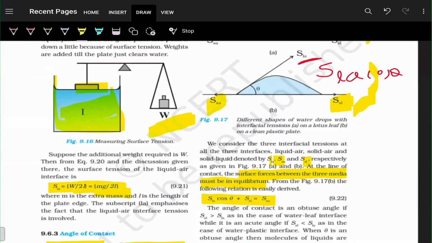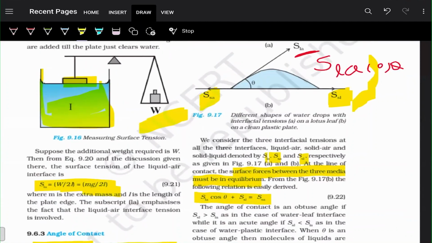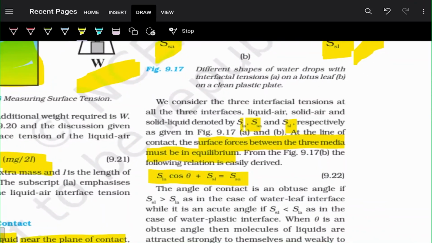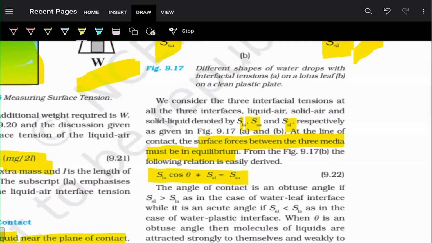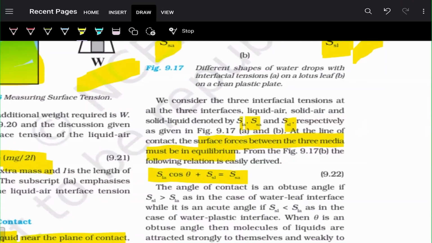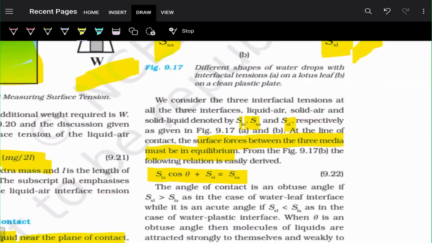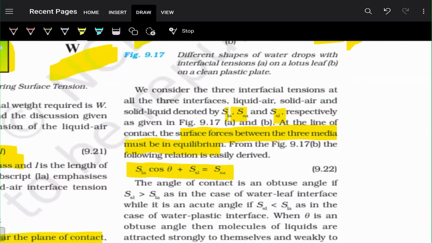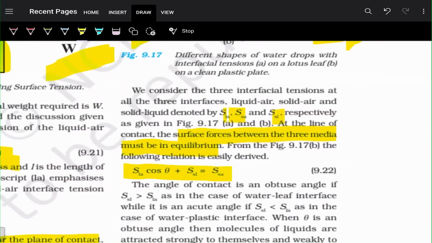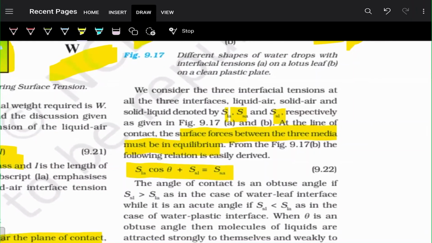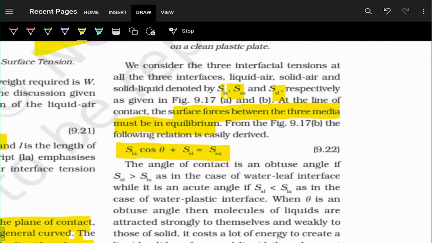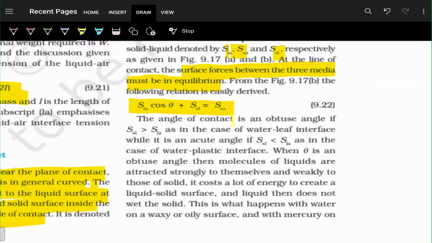Okay, we consider three interfacial tensions at all the three interfaces: liquid-air, solid-air, and solid-liquid, denoted by SLA, SSA, and SSL respectively. So at the line of contact, the surface forces between the three media must be in equilibrium. Means SLA cos theta plus SSL is equal to SSA. The angle of contact is an obtuse angle if SSL is greater than SLA.